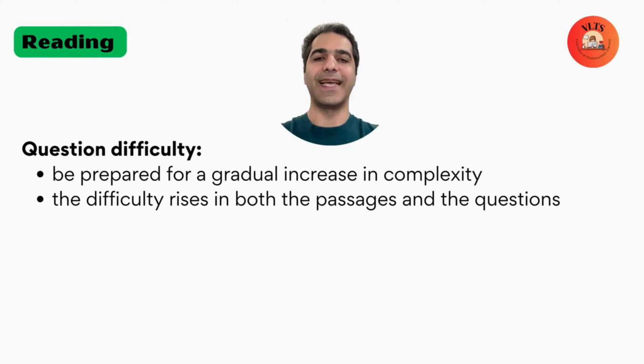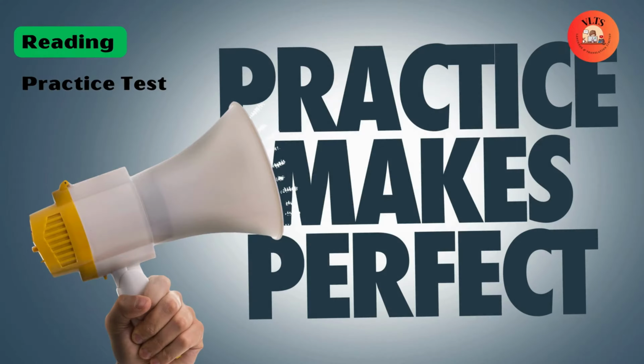Question difficulty. As you navigate through the CELPIP exam, specifically talking about the CELPIP reading, be prepared for a gradual increase in the complexity of the test. For both the reading passage and the questions, you progress from part 1 to part 4. Practice test. CELPIP reading begins with a practice test. It takes 1 minute and is not mandatory. It is designed to help you become familiar with the computer setup, including the monitor, mouse, and pen and paper if needed for the exam.